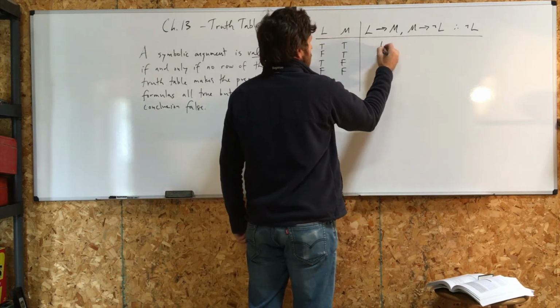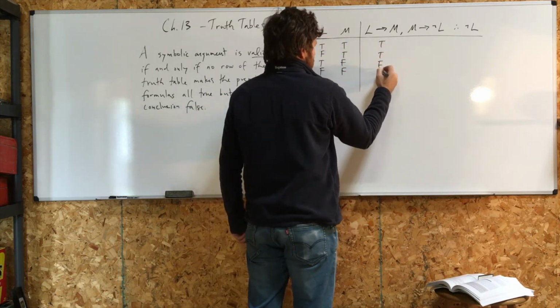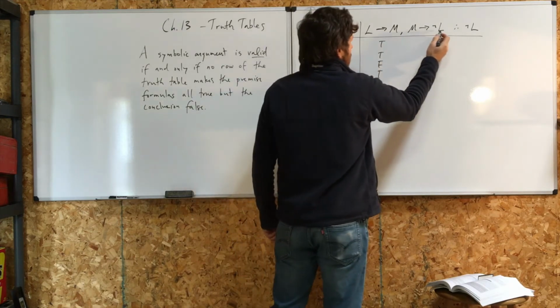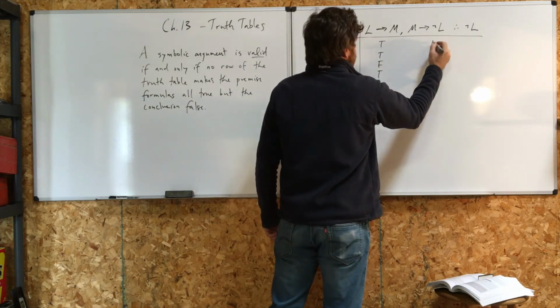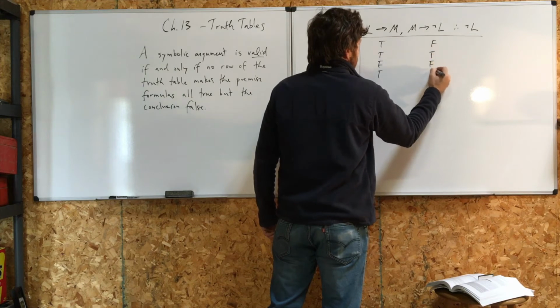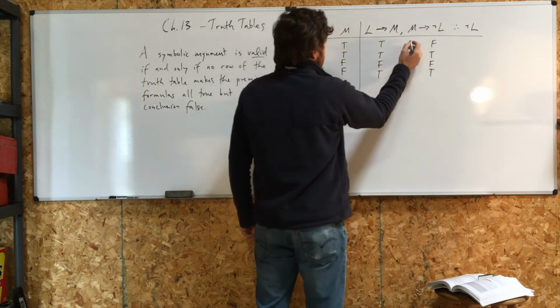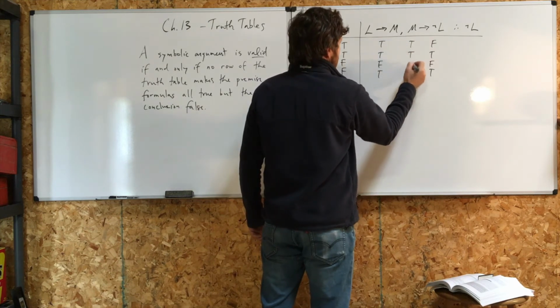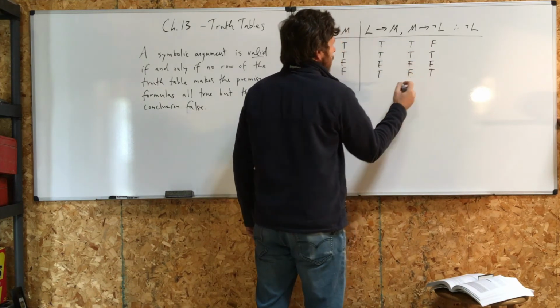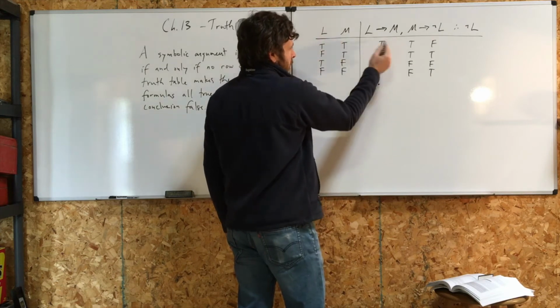Okay, over here, T, T, F, T. M arrow not L, let's put in the not L here. F, T, F, T. Okay, M. I'm going to put that in just so you can see this a little bit better. Okay, so this one's done, this first premise.